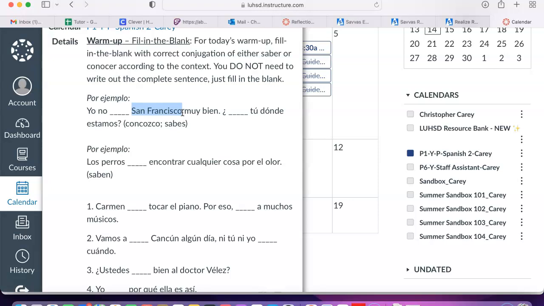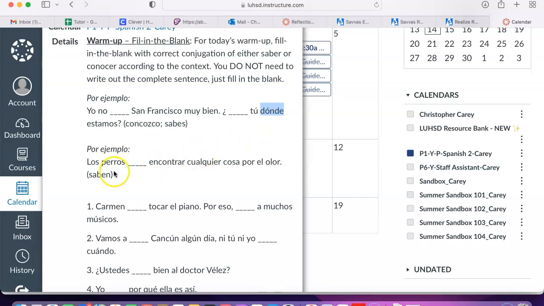If that word is a person or a place, like how it is here in this example, then you would use the verb conocer. Conjugated in the yo form would be conozco. Shouldn't be a C there. It's a spelling error. No C. For the second blank, it would be sabes. Saber in the tú form, and the clue there for saber is the interrogative dónde.